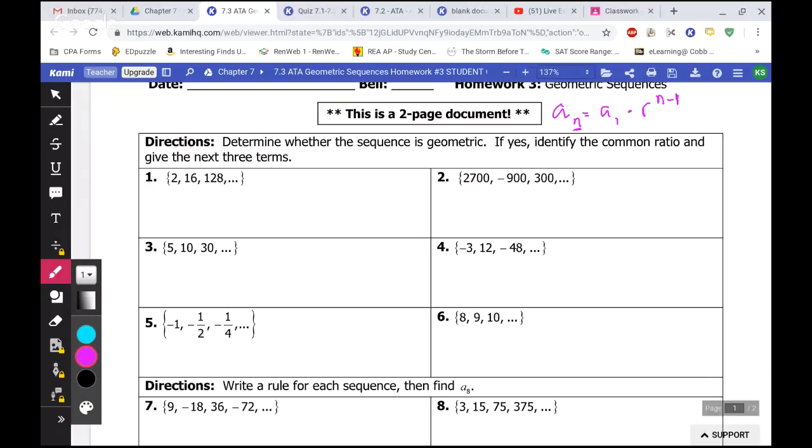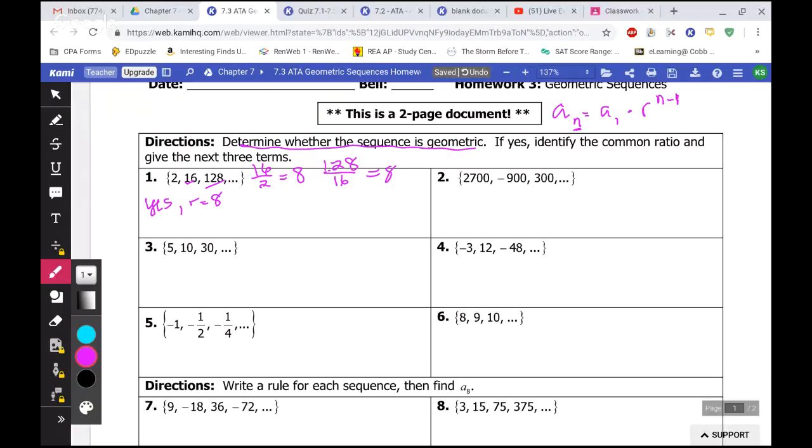Okay, so to find the common ratio, I take the second term and divide it by the first. And to confirm, when it says determine whether the sequence is geometric, you then want to do it for the third term. Can I do a subtraction with the other one? Yes, very good. Awesome. So you would divide 128 by 16, and you would get 8. So it is a geometric sequence, and the common ratio is 8.